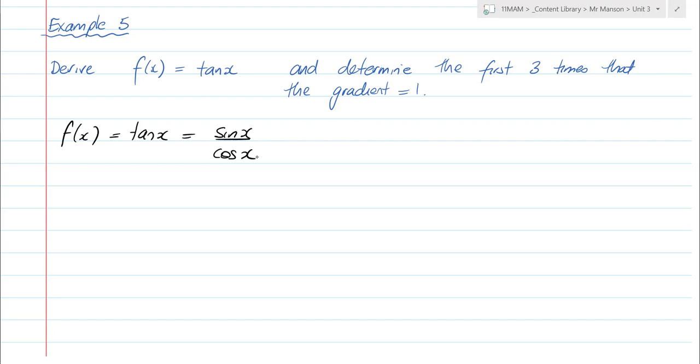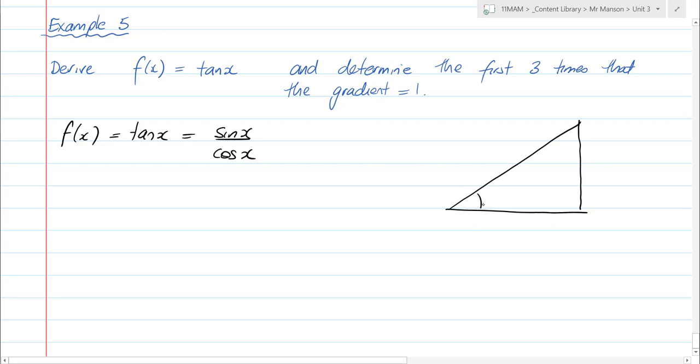Remember this, here's a right angle triangle, if this helps at all, and here's an angle theta, and here are the opposite, adjacent, and the hypotenuse sides. Sine is equal to opposite over hypotenuse, and cos is equal to adjacent over hypotenuse. If you do sine over cos, you get opposite over adjacent, which is tan. So you can show here that tan equals sine over cos. Anyway, that's a little aside.